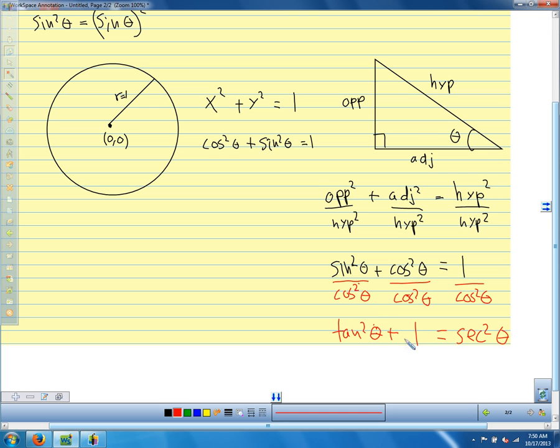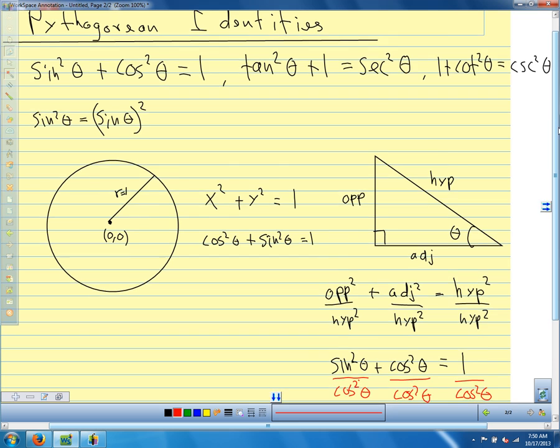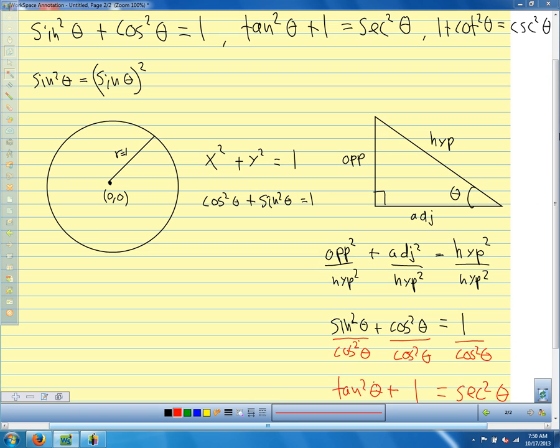If you can't remember how the second one works, just remember you start with sine squared theta plus cosine squared theta equals 1, and divide everything by cosine squared theta. If I do the same thing, if I go through this equation and divide everything by sine squared theta rather than cosine squared theta, I would end up with this identity. So all three of these identities come from the Pythagorean theorem, and these other two actually come from this first one. Questions on that?